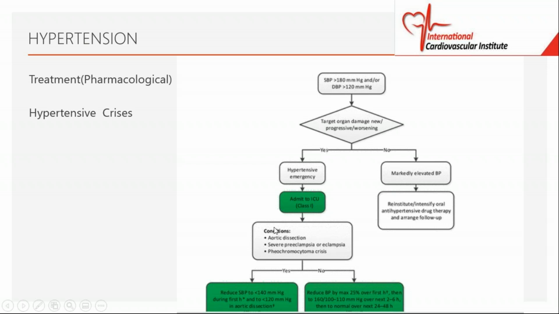These are specific conditions now. If the patient has aortic dissection, severe preeclampsia or eclampsia, or pheochromocytoma, then this is the approach. You have to get that blood pressure, systolic, below 140 in the first hour. So the first hour is crucial. Intensive care unit, intravenous medicine, get that systolic blood pressure less than 140 millimeters of mercury in the first hour. Okay. If it's aortic dissection, you want that systolic blood pressure less than 120, however. Okay. If no, then you can do it on a more gradual basis.